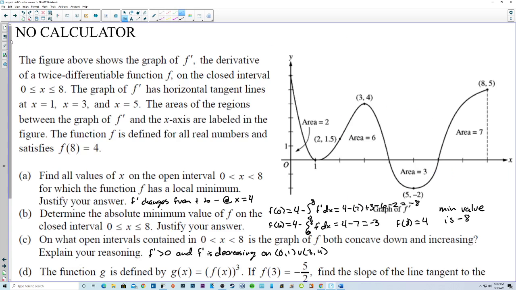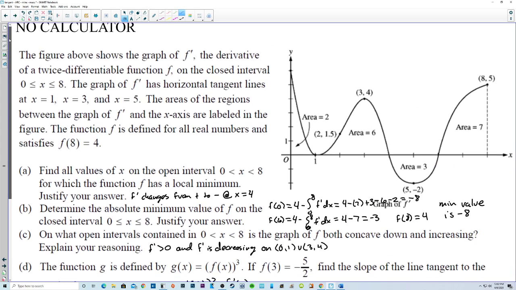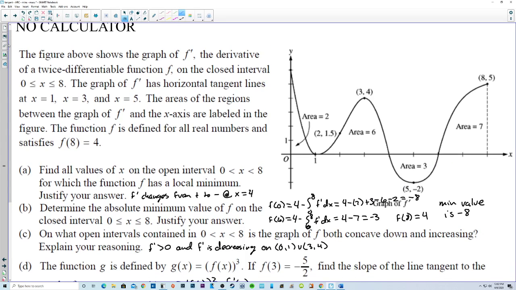Here's a third one. I don't know if we'll get to a third one in class, but in case we don't, here it is. The figure shows the graph of f prime, the derivative of a twice differentiable function f on the closed interval 0 to 8. The graph of f prime has horizontal tangent lines at 1, 3, and 5. The areas of the regions between the graph of f prime and the x-axis are labeled in the figure. The function f is defined for all real numbers and satisfies f of 8 equals 4. So here's your initial value. This has an area of 2, an area of 6, an area of 3, and an area of 7 under the curve there.